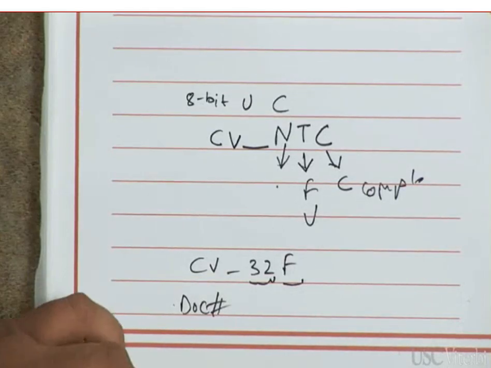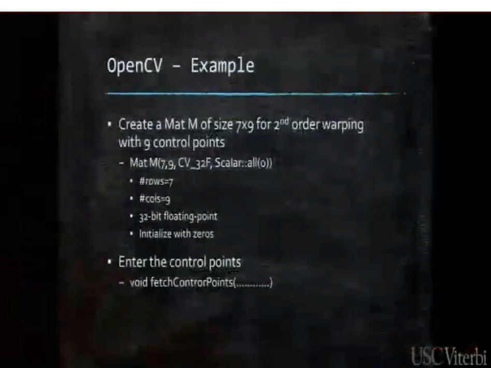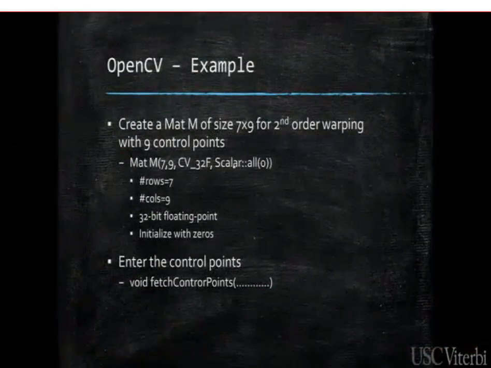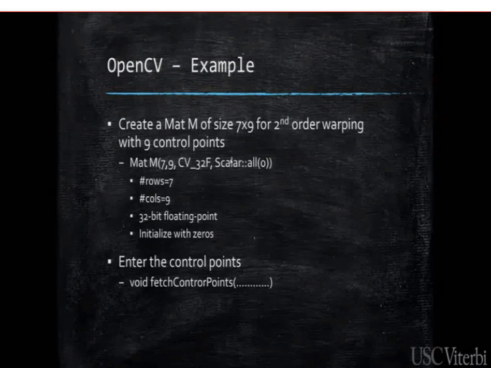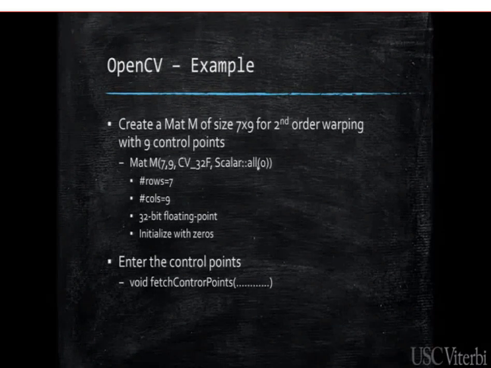Scalar all 0. This will just return zeros. Now scalar all can return tuples of ones, twos, and so on, up to 4, I think. Since this is a 2D matrix and each entry is just one value, I have written scalar all 0. However, if you were to use this as an image, if this were an RGB image, then you could have scalar all 0, 0, 0.